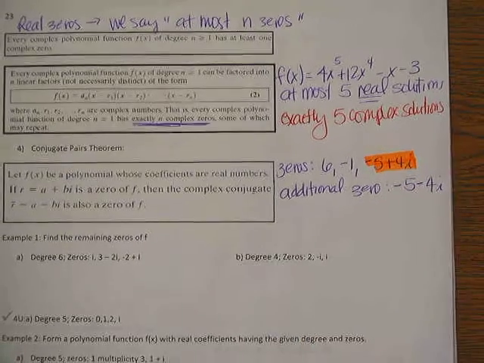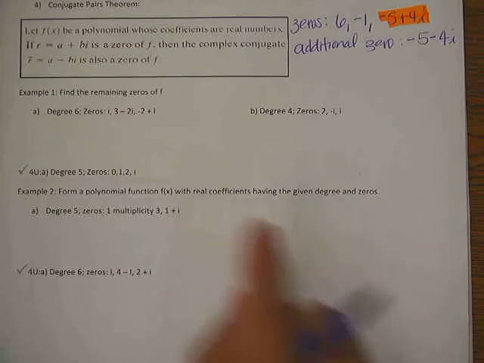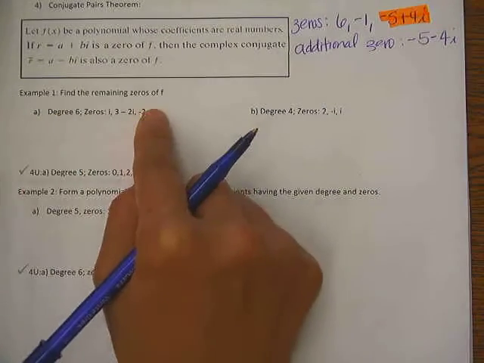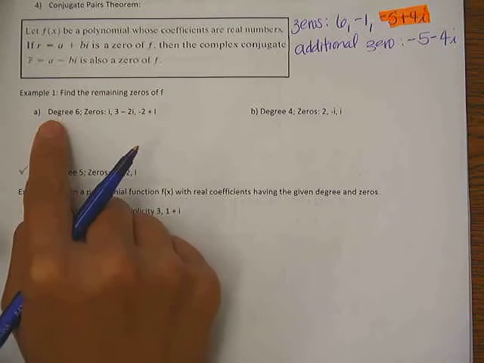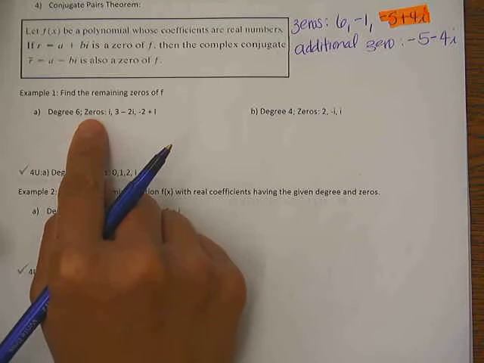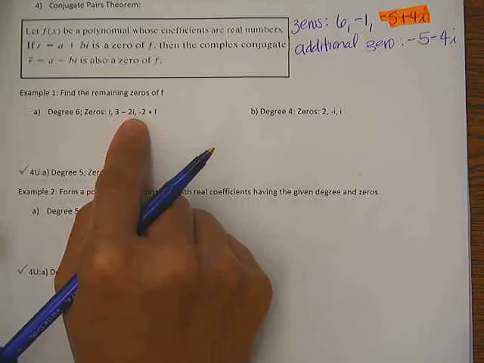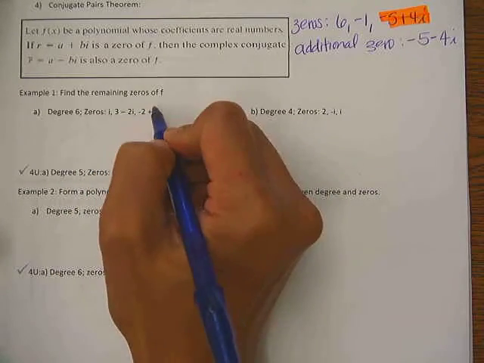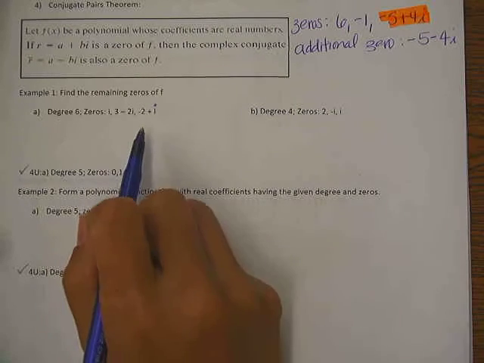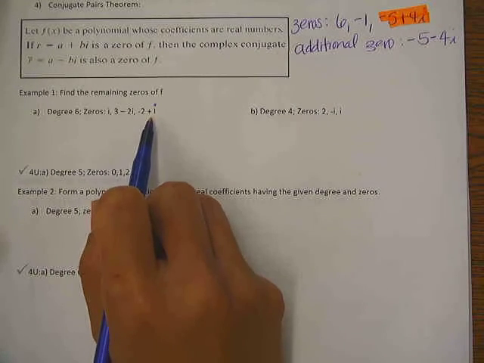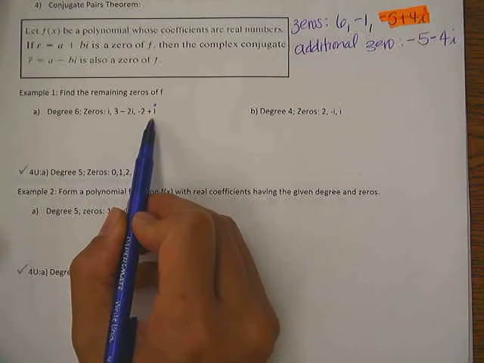With that last theorem, we're going to do example 1, and this will conclude our notes. Find the remaining zeros of f. They gave you a degree of 6. The first zero they gave you is i. The next one is 3 minus 2i, and negative 2 plus i. When I type the small letter i, the computer tends to change it to a capital I, and sometimes I just forget or didn't catch it.